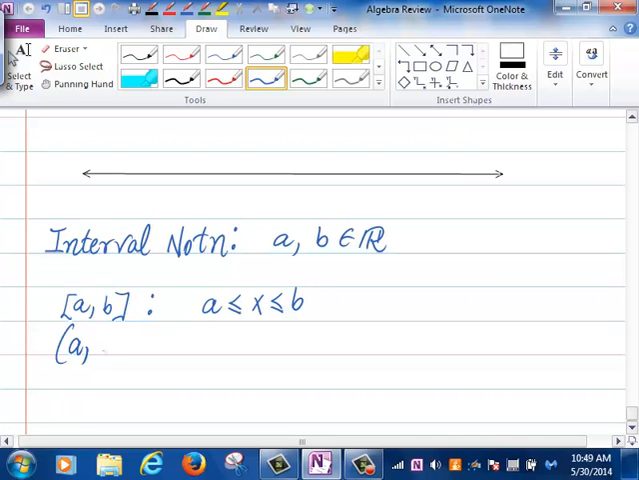What is represented by A, B like this? Well, it's the collection of all real numbers strictly between A and B, excluding A and B, right? A and B are not included. So the second interval from A to B represents all real numbers between A and B without including A and B, right?